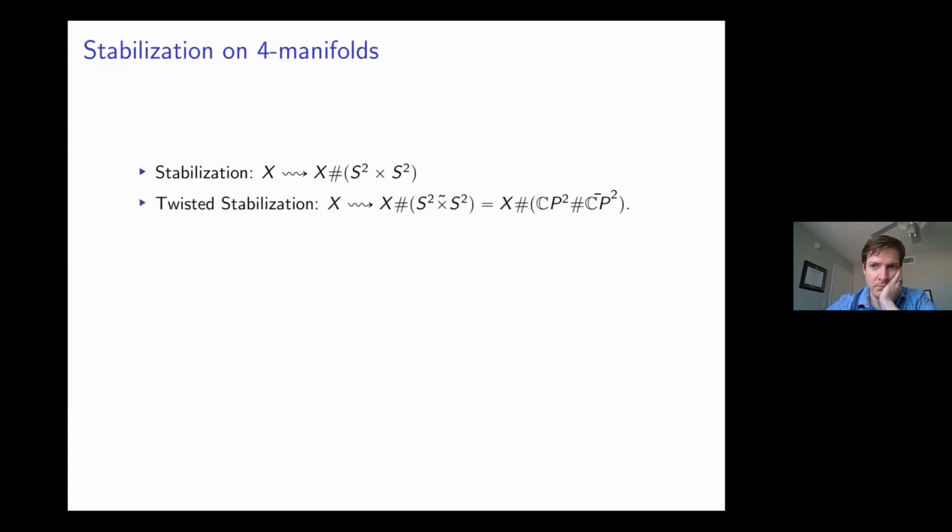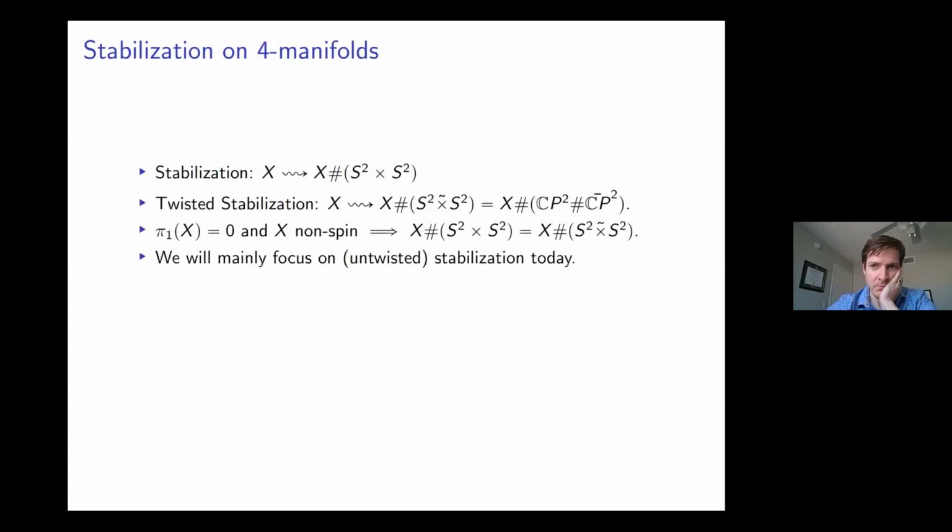There is also a closely related notion of the so-called twisted stabilization. That means taking connected sum with a twisted bundle, S2 twisted cross S2, or you can say it's just a connected sum with CP2 and CP2 bar. I want to note that for a simply connected four-manifold, if it is non-spin, then doing this twisted stabilization is the same as doing stabilization. Today we'll mostly focus on the first, the untwisted one.